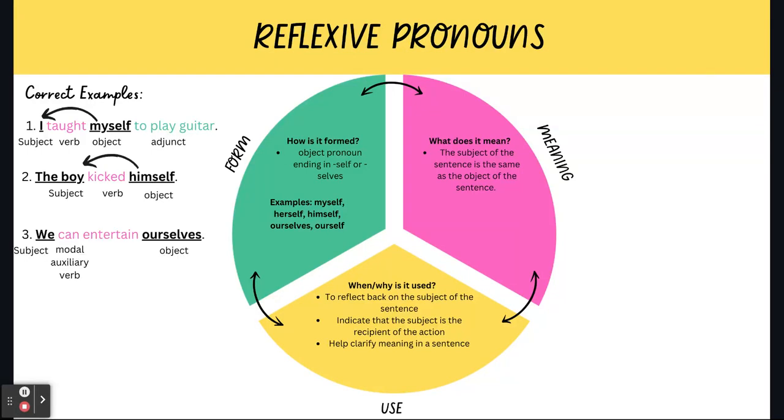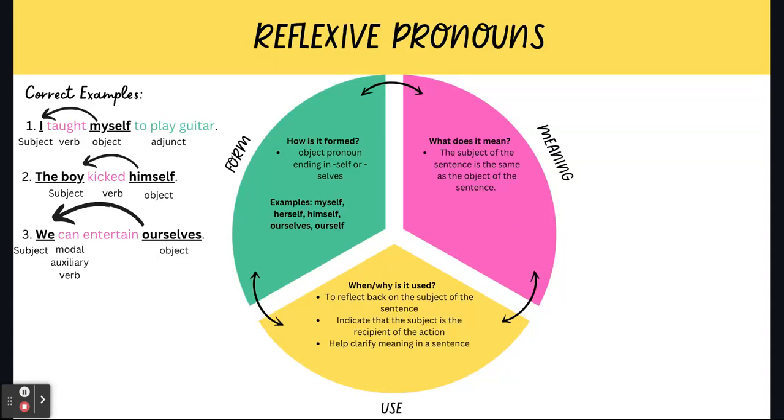My third example, we can entertain ourselves. Again, I'm reflecting back on the subject of the sentence. I know who's receiving the action. We're entertaining ourselves, so we could be watching TV, reading a book, playing outside. The we and ourselves are the same people. And it helps clarify the meaning of the sentence. I know who's being entertained.